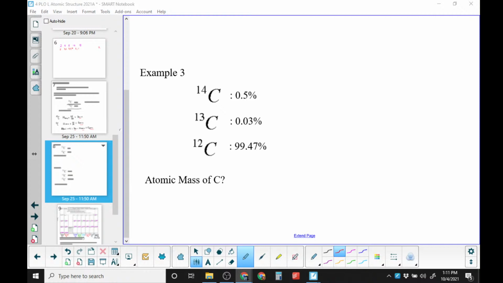0.03%? Yeah, that might be it. Excellent. Include all the decimals, and you should get somewhere near 12.0103. Where? You in some way added up all the percents. So that's 0.5 divided by 100, but you didn't multiply it by 14. Yeah, you forgot to do that step.